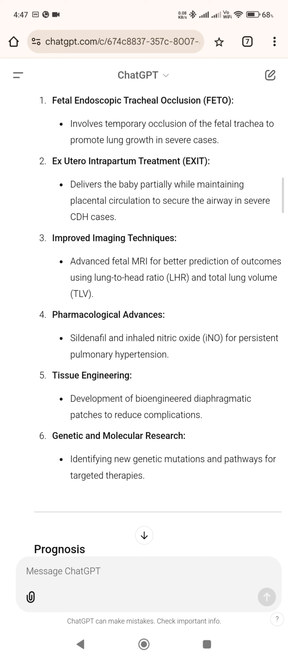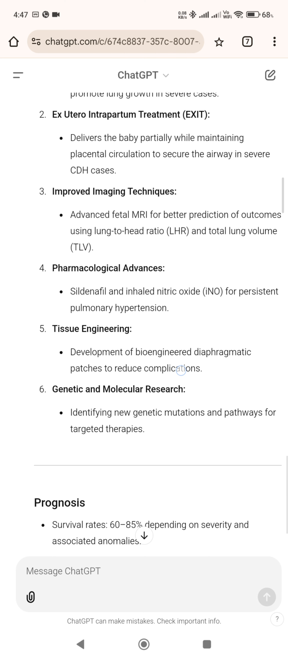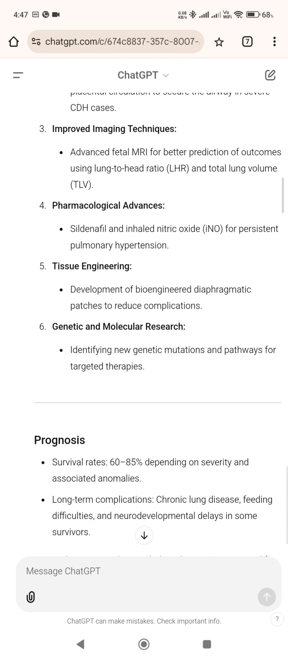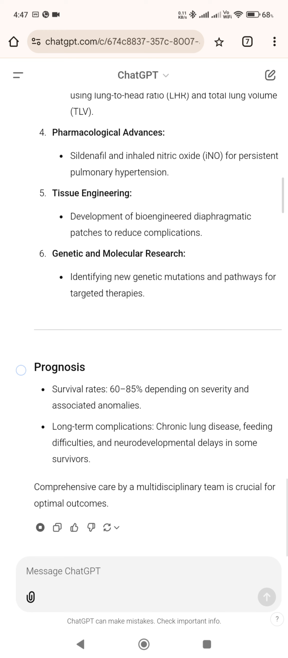4. Pharmacological advances, sildenafil and inhaled nitric oxide, iNO, for persistent pulmonary hypertension. 5. Tissue engineering, development of bioengineered diaphragmatic patches to reduce complications. 6. Genetic and molecular research, identifying new genetic mutations and pathways for targeted therapies.